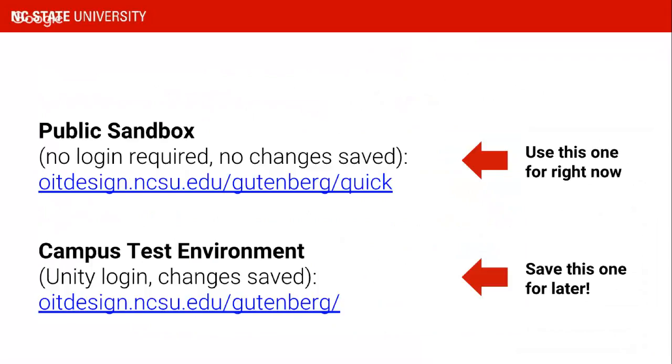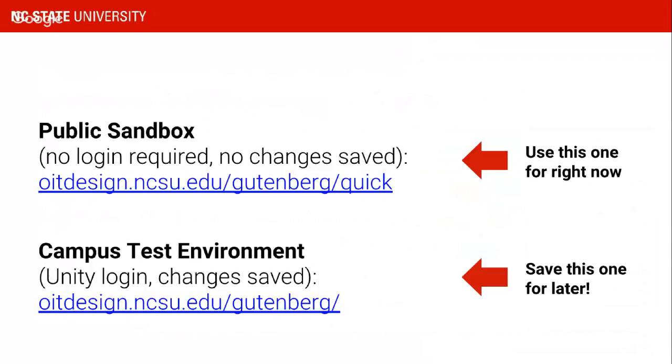For the sake of this workshop right now, I'm going to ask you all to use the top link, oitdesign.ncsu.edu/Gutenberg-quick. But you should definitely hold on to oitdesign.ncsu.edu/Gutenberg to go back later and get to know the editor a little bit more. But if you could all go ahead right now and go to oitdesign.ncsu.edu/Gutenberg/quick, that should open up a sort of demo Gutenberg editor that you can interact with and use without saving any changes and without needing to log in.